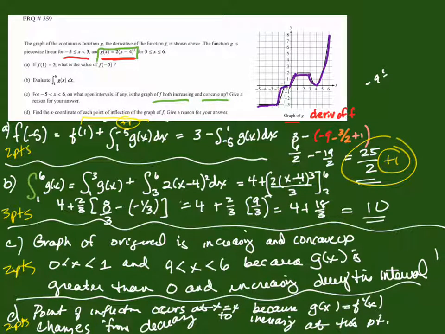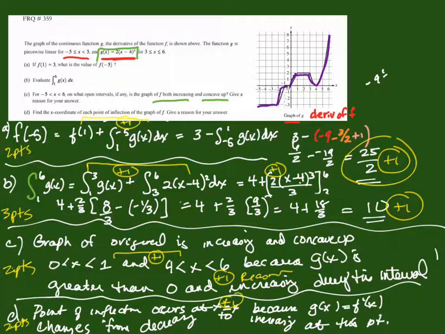For B, it was worth 3 points. You get a point for splitting this function from 1 to 3 and then 3 to 6. You get a point for the antiderivatives. Where are my antiderivatives? Right here. And you get a point for the answer of 10. For C, both these intervals are worth 1 point, and the reason is worth a point. And D, the point x equals 4 was 1 point, and the reason was 1 point. So there's your 9 points for FRQ 359.